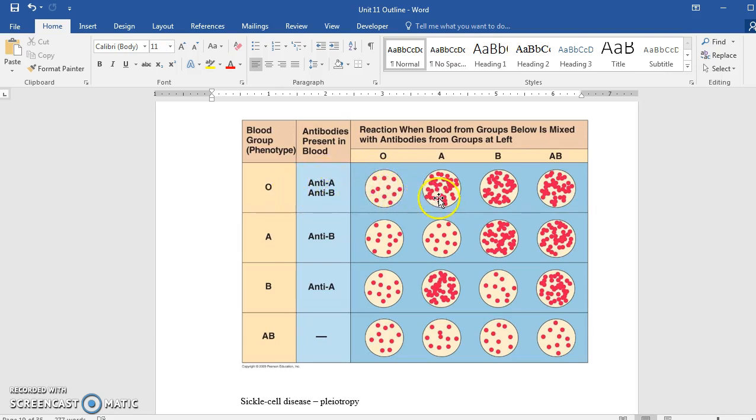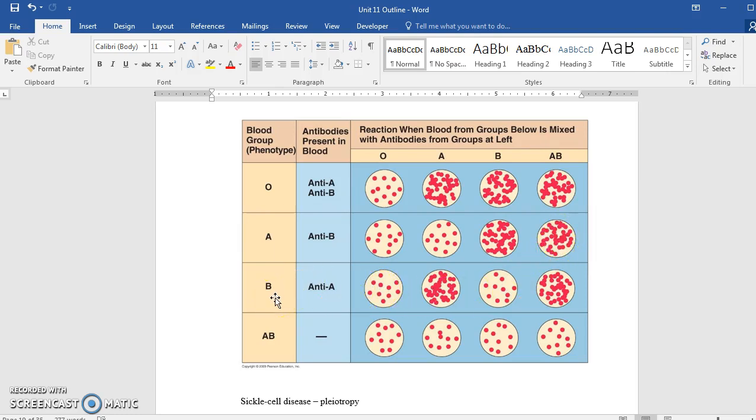But if you give the O type blood person type A, B, or AB, there will be agglutination, there will be a clotting of the blood. Type A blood, this is one of the more common types of blood found in humans. The type A blood person would have anti-B antibodies, and so they can receive O blood and A blood, but not B or AB, because AB blood would contain the B antibodies.